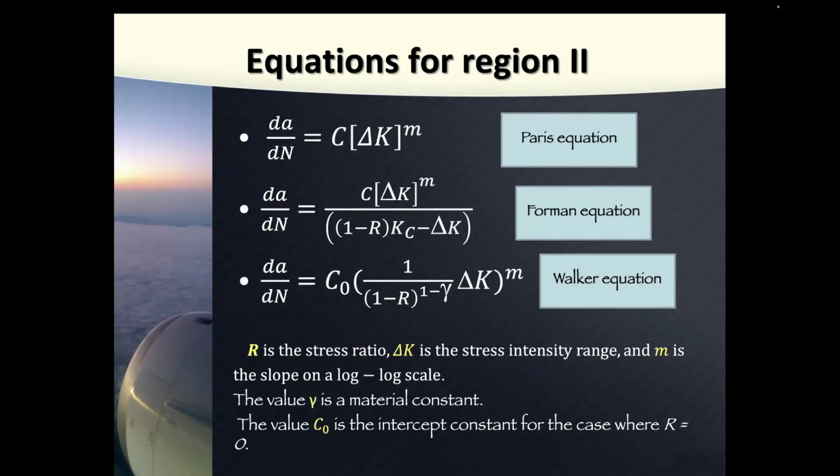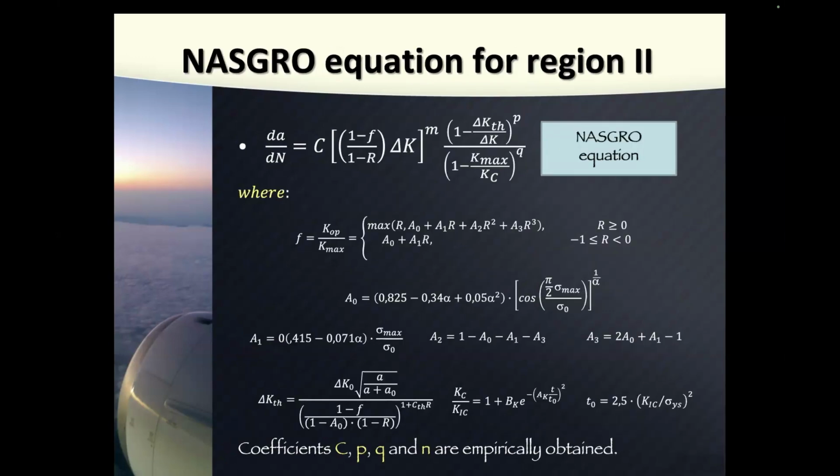But over the time, other scientists like Forman or Walker, they proposed other formulae, which are more or less the same as Paris formula, but with some improvements. So they included more factors to analyze this. You can see here the meaning of all these factors, but maybe the most important formula nowadays for crack growth evaluation is called NASGRO equation. Again, this formula is coming from NASA laboratories.